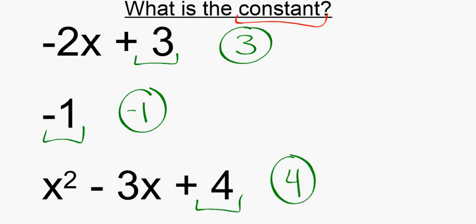Now, quick note, say I gave you 5x squared plus 2x. There is no constant here. That means the constant is actually 0 if it's not written. You're never going to put +0, but that's what the constant would be if this was your polynomial.